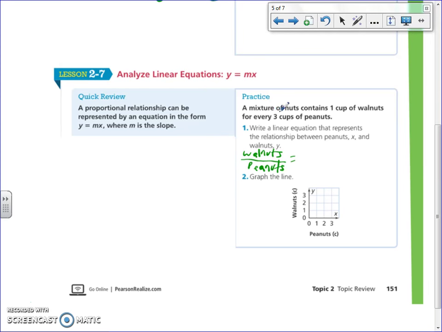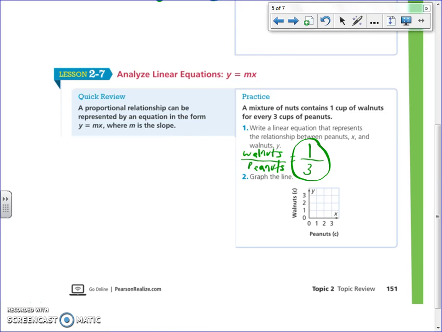So for this problem, they say a mixture of nuts contains 1 cup of walnuts. So I'm going to put the 1 on top where the walnuts is, and then for every 3 cups of peanuts, I would put 3 on the bottom. This is my slope now, 1/3.